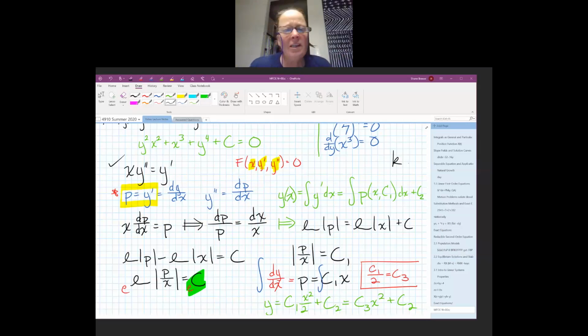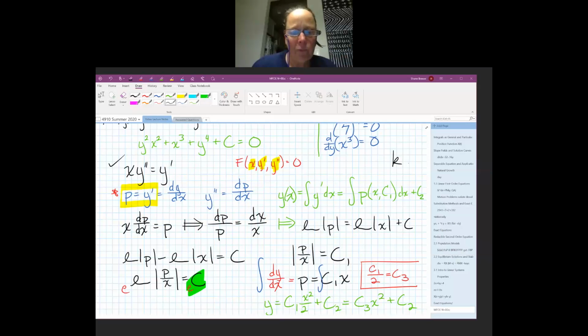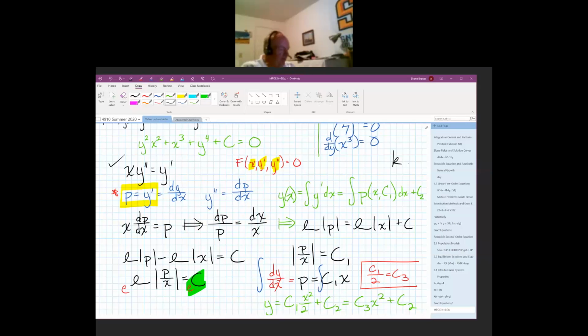So next we move on to, was it population models, the next section, 2.1? Yes, population models 2.1. Okay. We explored it a little bit, but this gives you something to do with your differential equations, which is kind of interesting.